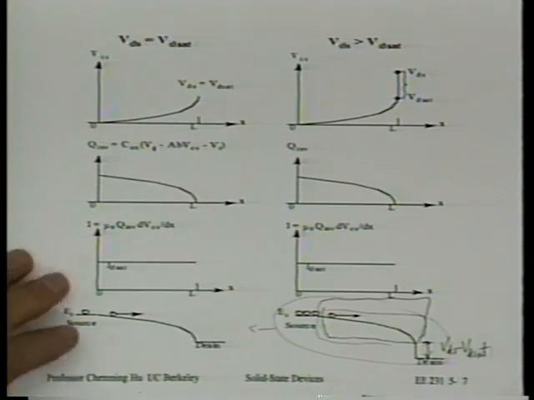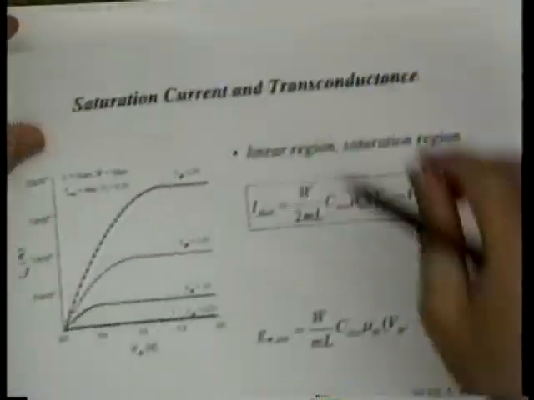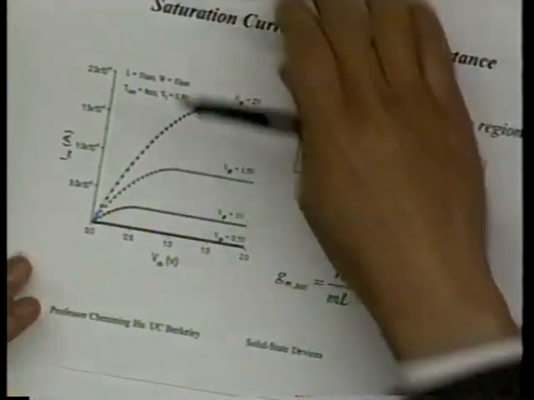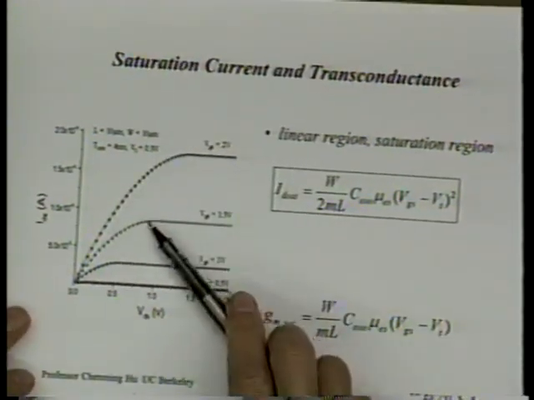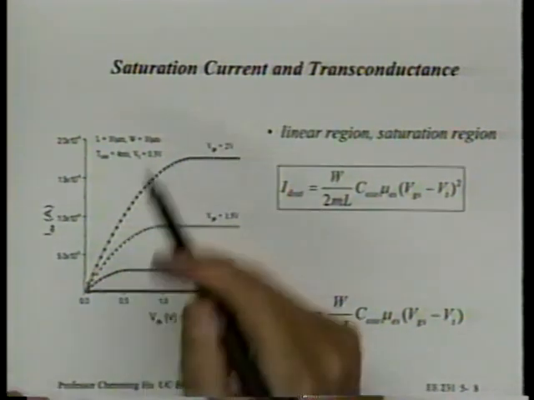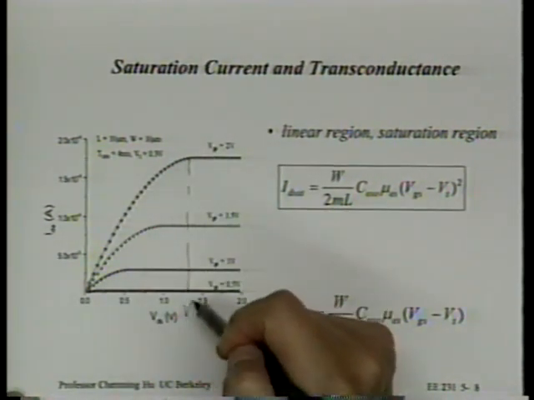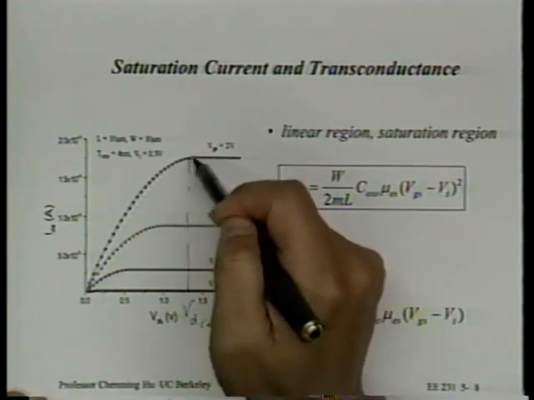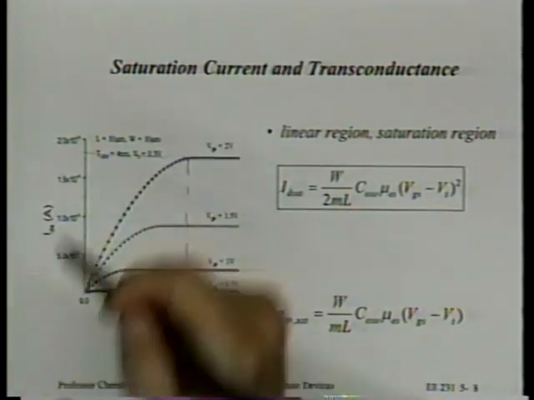So that is why when we go beyond VDSat, the current doesn't change anymore. The current simply stays constant. It does not decrease, does not increase, but remains constant. So we have something called VDSat, and we have something called IDSat.